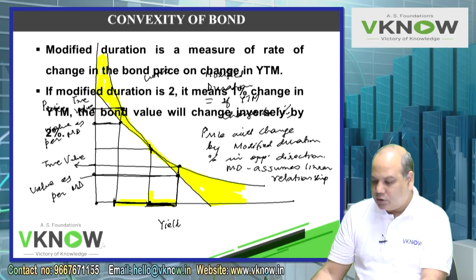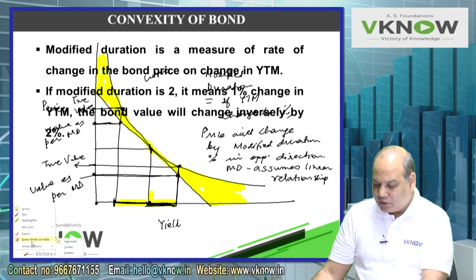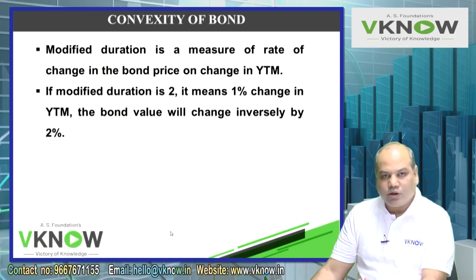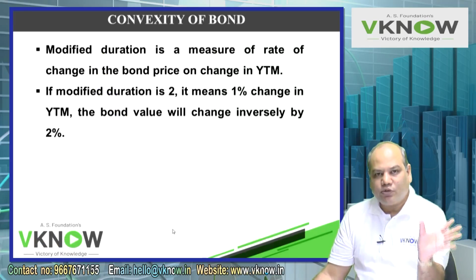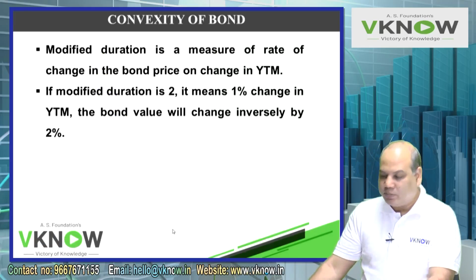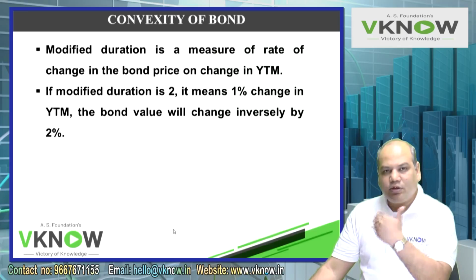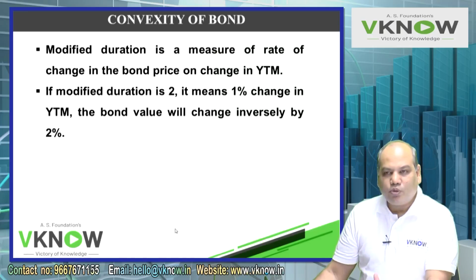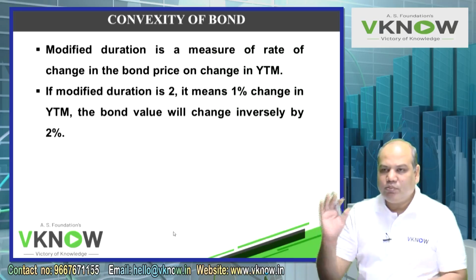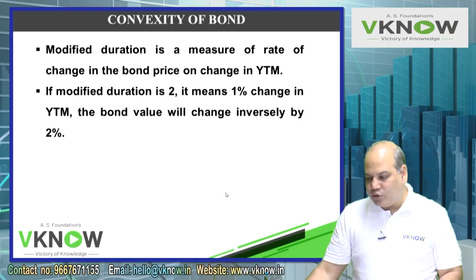Okay, so that is the logic, and as far as we are concerned, we just have to know what convexity is and what its importance is. I have told you, modified duration assumes a linear relationship. It does not give you the true value when the YTM changes by a higher percentage, whereas convexity will help us to get a more accurate value of the bond when YTM changes by a higher percentage also. So it fills that gap between modified duration and the actual value.